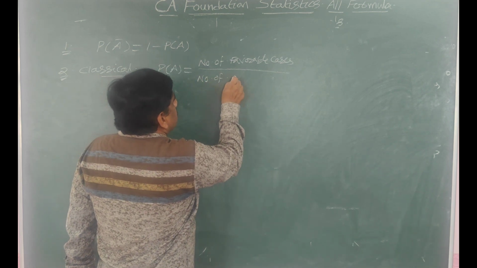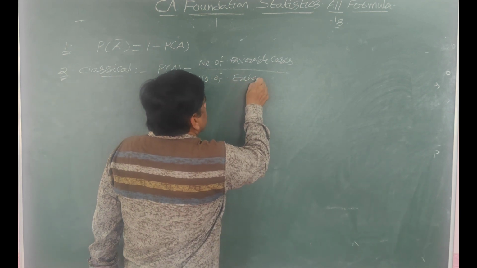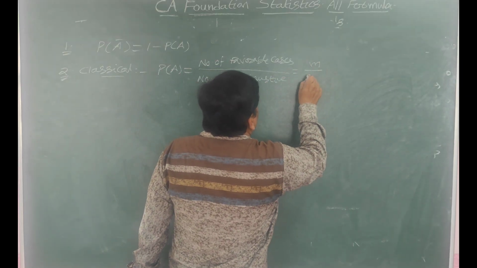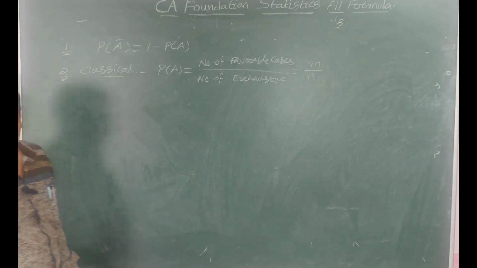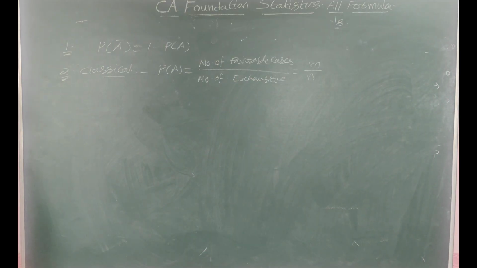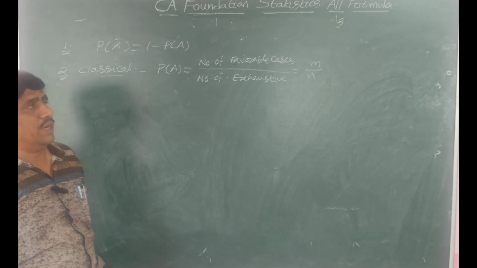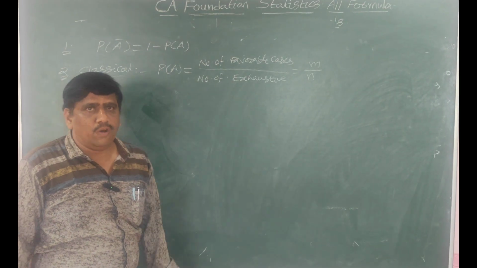Number of favorable cases by number of exhaustive cases. That means favorable cases can be denoted by M, and total cases can be denoted by N. So probability of A can be computed by using M by N, favorable cases by exhaustive cases. This is the classical definition of probability.